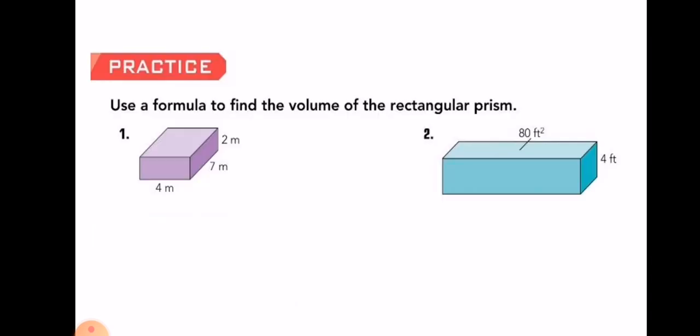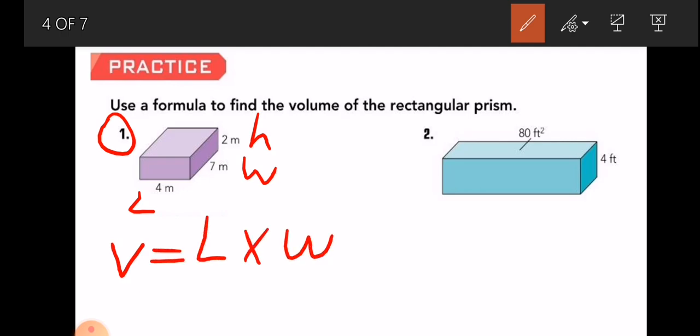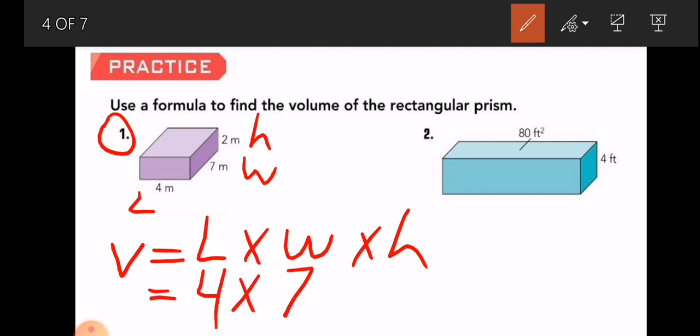Use the formula to find the volume of the rectangular prism. Question number 1. Here I have the length, the width and the height. So I will write my formula and substitute in it. The length is 4, the width is 7, the height is 2. So I will multiply them together, then I will get the answer. 4 times 7 will give me 28. Then 28 I should multiply by 2. It will give me 56.